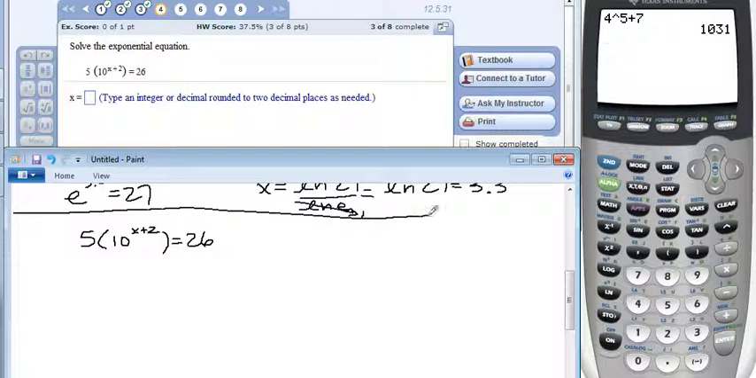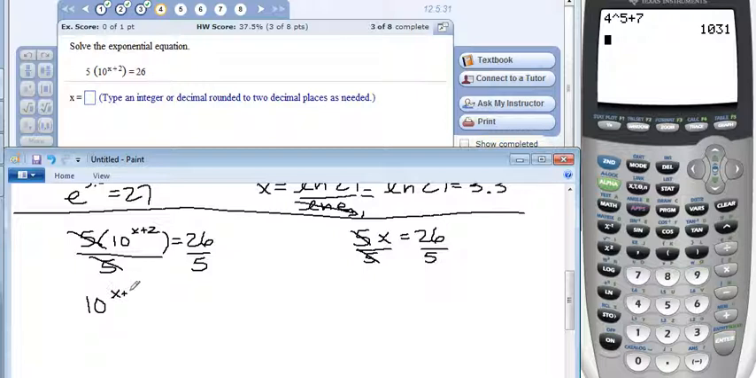Shows you what we're doing. Let's say I had 5 times x. Again, I'm going to pretend that that whole mess on the inside is just the x. What would I do over here? 5 times something. Well, I would divide by 5, wouldn't I? To get that something by itself. Same thing here. What I want to do is isolate the piece that's got the x on it. I want to isolate the power. So now I have 10 raised to the x plus 2 power is equal to 26/5.